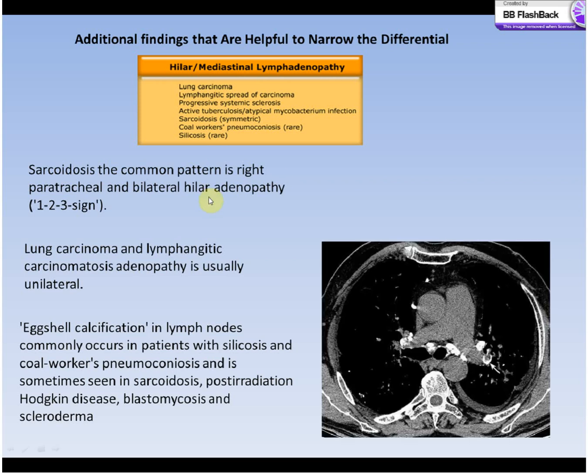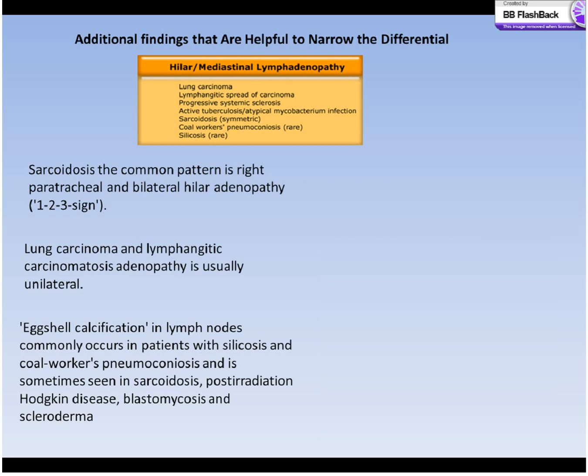If you have eggshell calcification in the lymph nodes, so there'll be a little calcification around the lymph node, this commonly occurs in patients with silicosis or coal workers, so occupational changes, but as well in patients who have burnt out sarcoidosis, a very long-standing sarcoid, or those who have Hodgkin's disease that have been irradiated. Other times you see this are with fungal diseases and occasionally scleroderma.